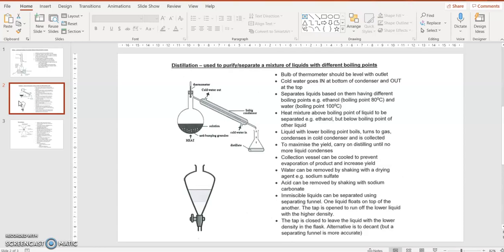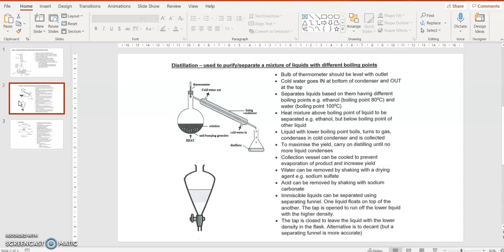Any immiscible liquids can be separated using a separating funnel. One liquid might float on top of the other. That's called two immiscible liquids. That's when you'd use a separating funnel, open the tap, and release the denser of the two liquids. You could also decant it, so pour the top layer off just by pouring it from a beaker, but that's less successful.